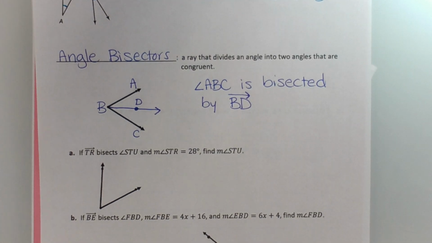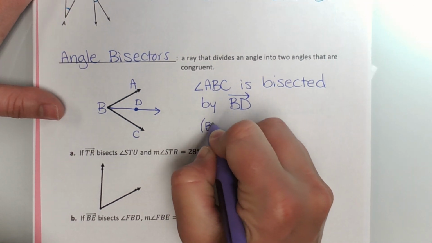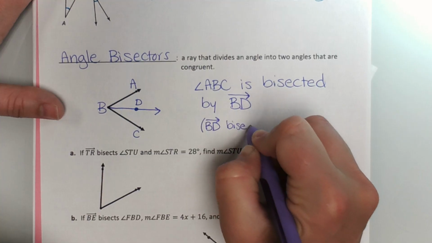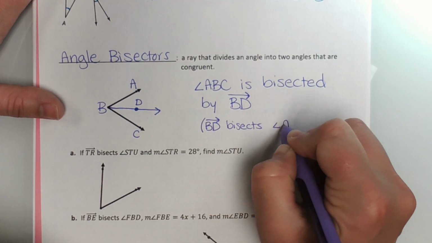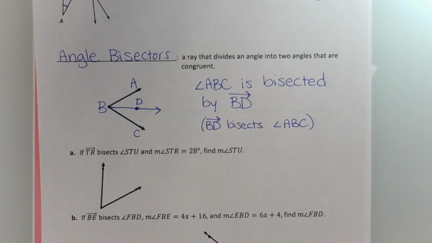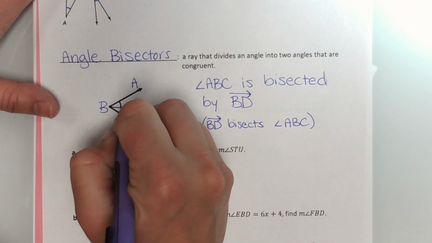And we would say that ABC is bisected by BD, or the other option, and you don't have to write both, but more commonly, they write this, that the ray bisects the angle. Now, when it bisects, that means this is congruent to this.